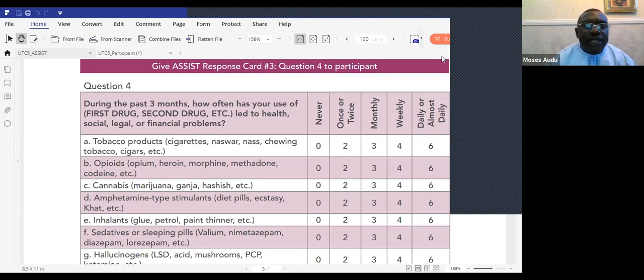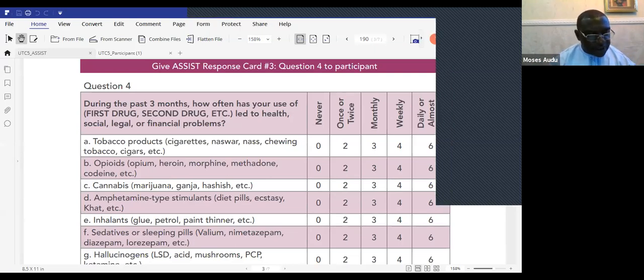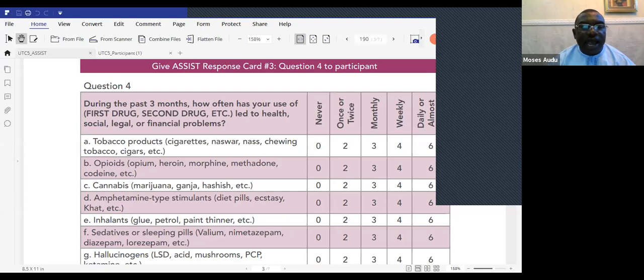Please, during the past 3 months, how often has your use of tobacco, opioids, cannabis, sedatives, and alcoholic beverages led to health, social, legal, or financial problems? You can check your response card number 3 and then help me to answer those questions. So, have you had any problems with tobacco in the last 3 months?